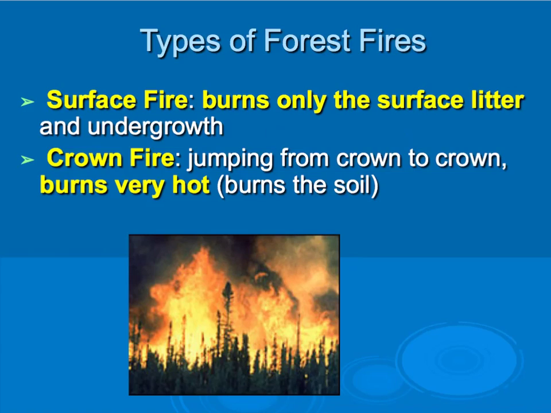The first type of fire is called a surface fire, and just like the name suggests, it only burns the surface leaf litter in the O horizon and the understory. So it doesn't really get too out of control, it doesn't burn very hot.